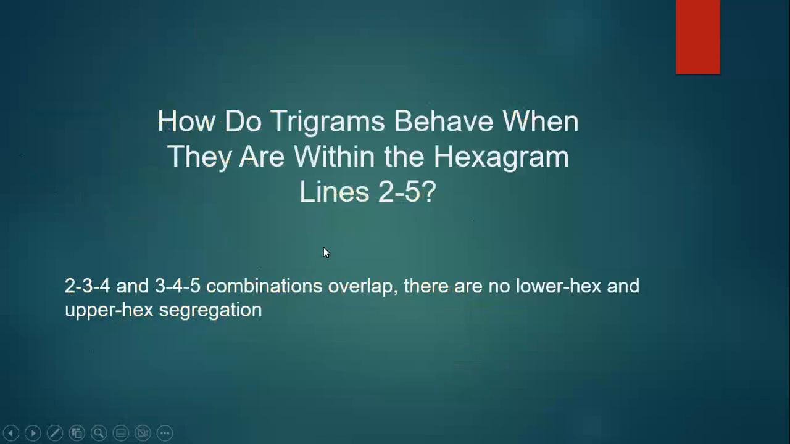Okay, so we now know the behavior of the trigrams when they are at the upper hex or lower hex. Well, how do these trigrams behave when they are within hexagram lines 2 through 5, which is in the 2, 3, 4 configuration or the 3, 4, 5 configuration? The problem with these two configurations is that they overlap, so there is no lower hex and upper hex segregation, so we'll analyze them individually.